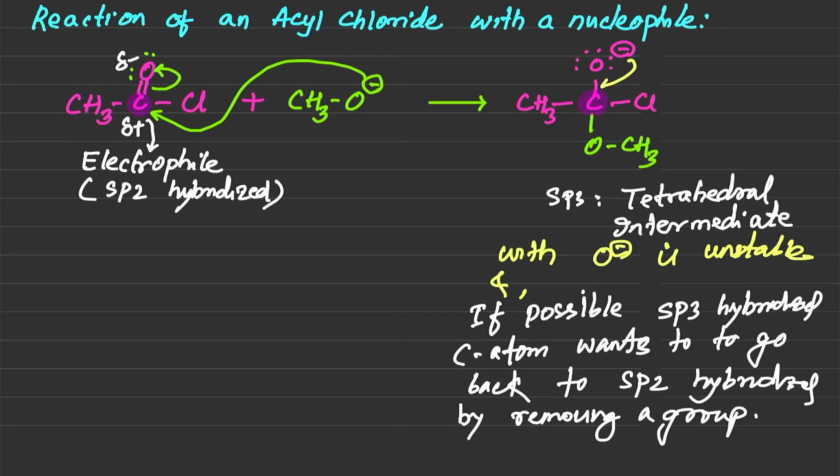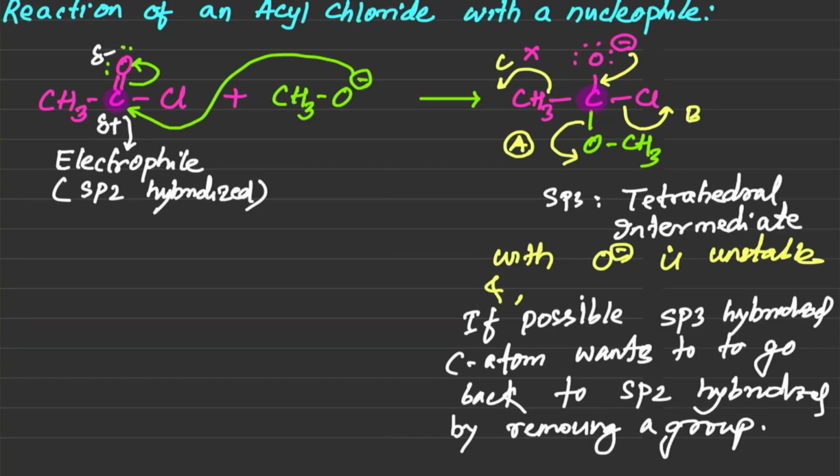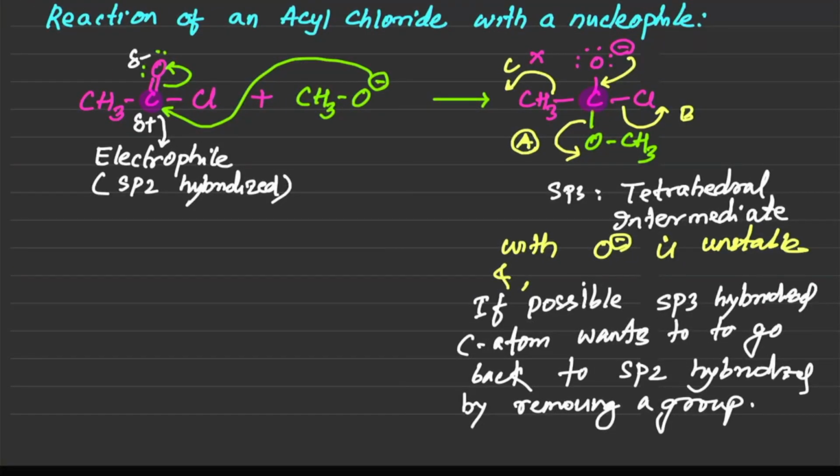So how would it go back? It would go back if I remove this group. Okay, so if I do that, that's basically going backward, right? But why would this happen? So this is option A. Maybe I could remove this one, option B. Maybe I could remove this one, option C. So let's look at which option is gonna be the best option. So obviously this one's not gonna happen because CH3- is a very bad leaving group. So how can we decide which option is gonna happen?